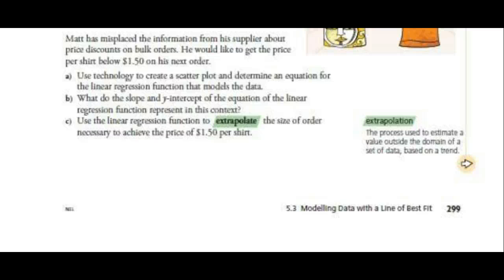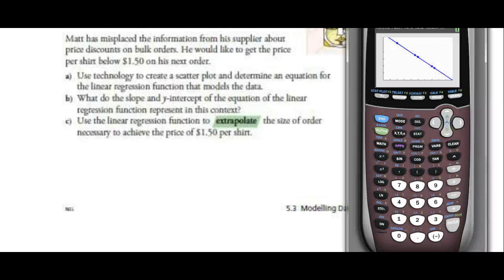Use the linear function to extrapolate the size of the order necessary to achieve a price of $1.50. The cost was on here, right? It's like 1, 2. So $1.50 is about here. What we do is, I want the $1.50, so we go to y equals, go down to y2, put in 1.5, and then hit graph, and it'll draw the line right across where I drew the line. You gotta know where to draw the line. And then we want to find the x-coordinate of this, right? Because that'll be how many t-shirts.